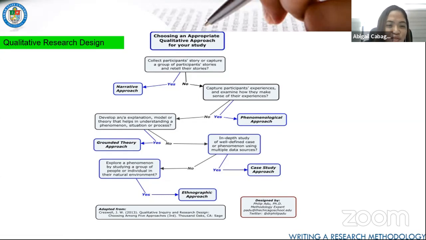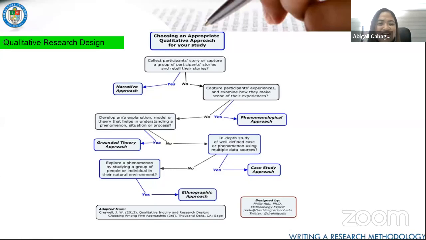However, if you don't want to proceed to developing a theory and you just want an in-depth study of a well-defined case or phenomenon using multiple data sources, then the case study approach is applicable. However, if you want to explore a phenomenon by studying a group of people or individuals in their natural environment, then an ethnographic approach will do.